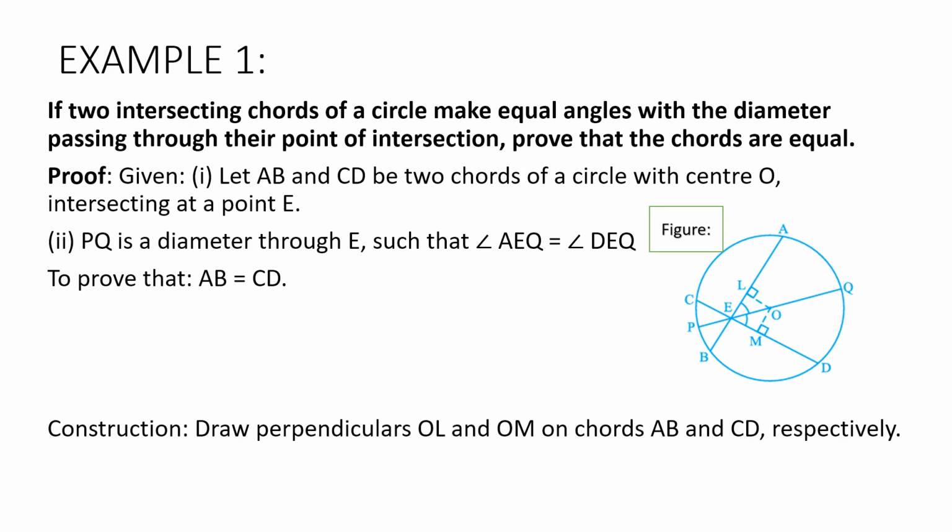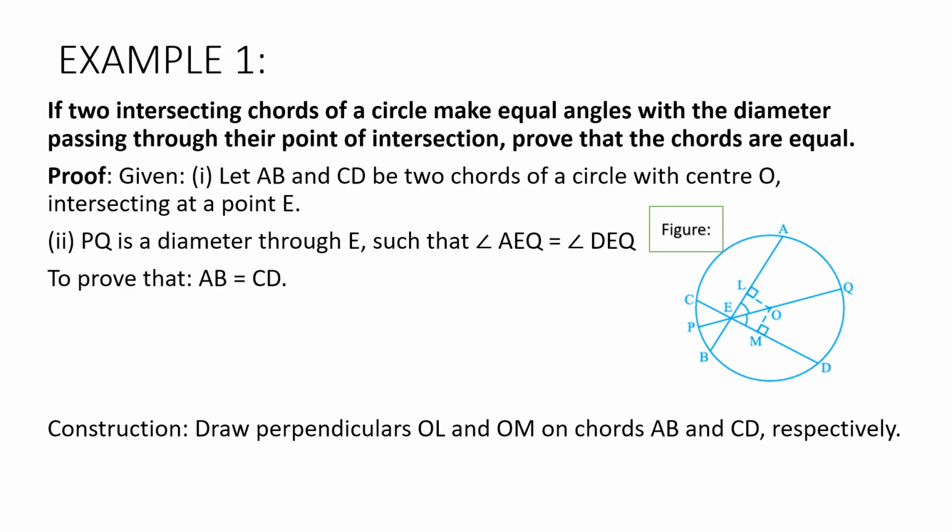Second thing is here PQ is the diameter and it passes through E, such that angle AEQ and angle DEQ are equal. It is given to us that it makes equal angles with the diameter. So angle AEQ and angle DEQ are equal. We need to prove that the chords are equal, means AB is equal to CD.